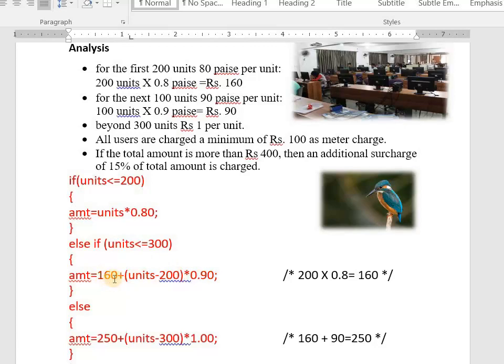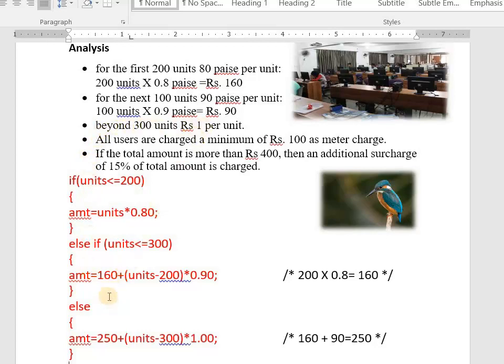I hope you understood. If units is lesser than or equals to 200, 80 paise. Not lesser than or equals to 200, but more than 200 and lesser than or equals to 300, that means 160 for the first 200 units. Remaining units we calculate at 90 paise. That will be the total amount. I think you understood. See the third condition. If the number of units consumed is beyond 300, rupees 1 per unit.